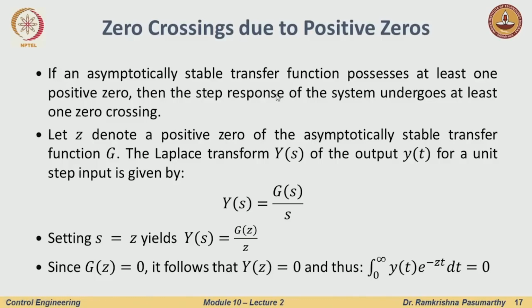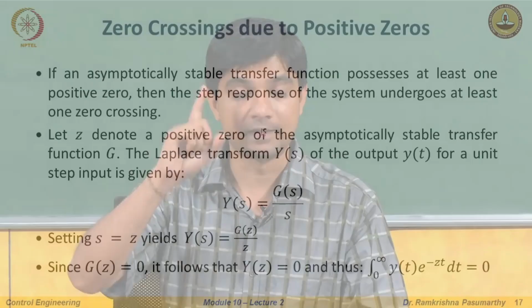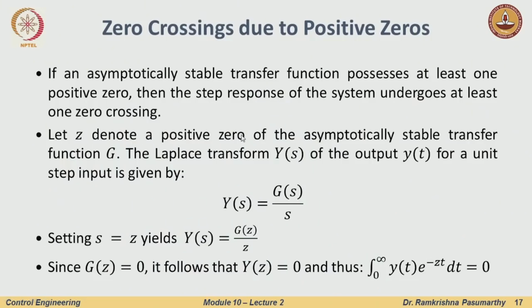If an asymptotically stable transfer function possesses at least one positive zero, then the step response undergoes at least one zero crossing. So, if there is at least one zero sitting on the right half plane, there will be at least one time where the response will cross 0. How do we verify this? Let the number z denote a positive zero of the asymptotically stable transfer function. This is important: for unstable systems, there is nothing we could analyze.